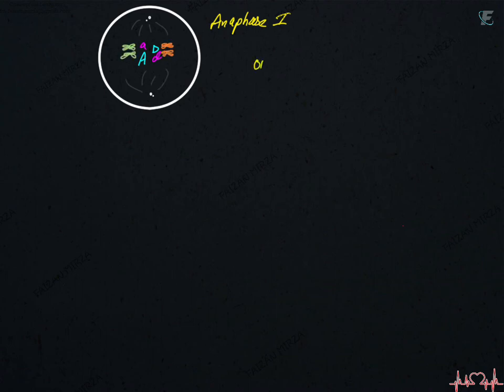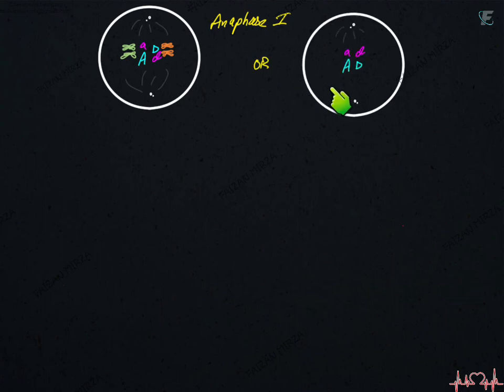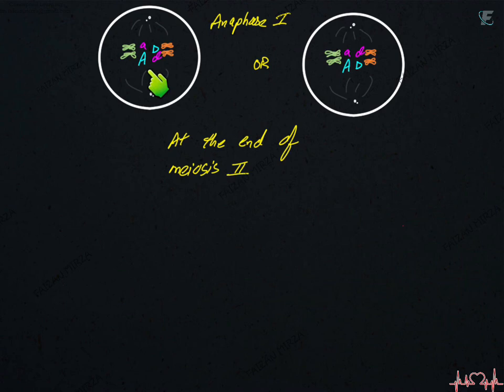What will happen in anaphase 1? This is what was already there in metaphase 1, so this is the diagram continued from the previous slide. This is the stage going into anaphase 1. These will be pulled apart. These A's and D's will go down. This A and D will go up. This A and D will come down, and this A and D will go up.